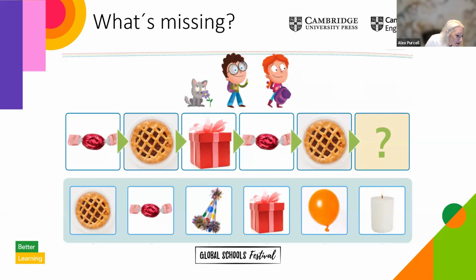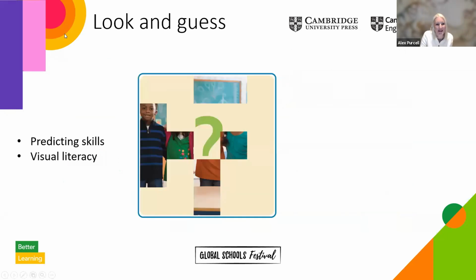A couple more examples. The next one is something like this, encouraging predicting skills and also promoting visual literacy. So instead of showing a full visual at the same time, you might choose to select an image and show parts of it like this and encourage students to tell you, okay, what can you see? What do you think it might be? What is there in the image? What do you think is happening? And then build it up, always scaffold it step by step.